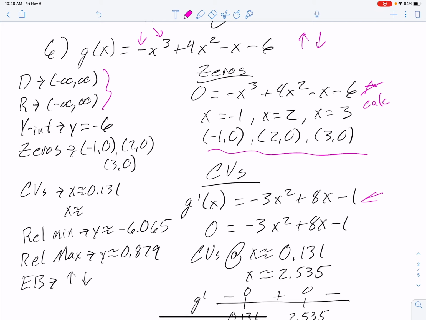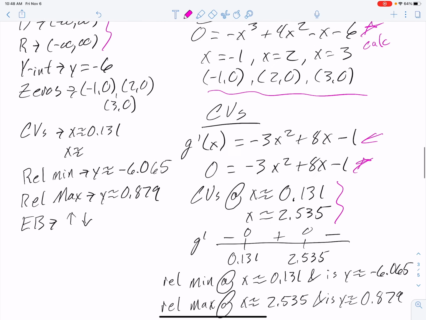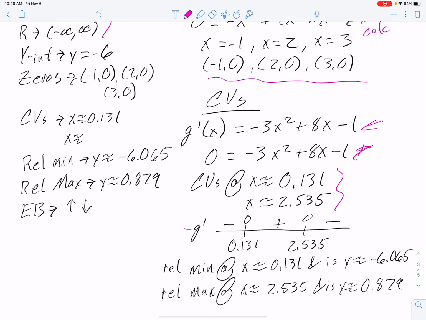Found my derivative. Derivative isn't factorable, so I used my calculator, my quadratic formula, or I graph it, or my polysolve. I make a sign pattern of my derivative, and again, if I'm making a sign pattern of the derivative, I'm plugging into the derivative to test values. Because my sign changes negative to positive, I know I've got a minimum at 0.131. Sign pattern changes positive to negative at 2.535, so I know I've got a maximum. And then if I plug into the original, I can get what those relative max and relative mins are.